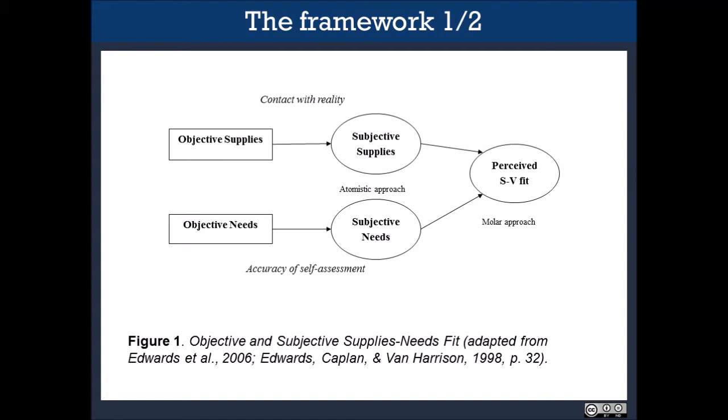This is driven by objective supplies and needs. So these are supplies that are actually present in the environment, and objective needs are what the individual actually needs, even if the individual doesn't know about it. So that's the starting point.